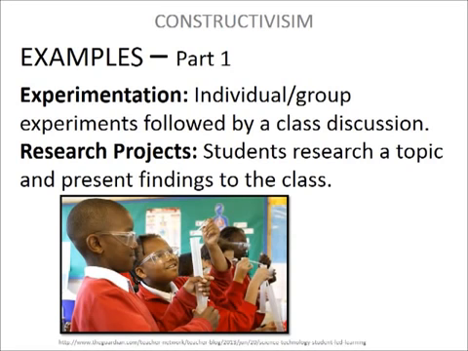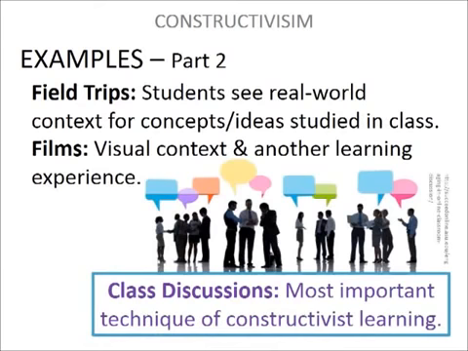Some examples of constructivism are in the fields of experimentation. If you have individual or group experiments followed by a class discussion, you are encouraging constructivism. Research projects are another example, where students research a topic and present their findings to the class. Third, field trips. Students get to see real-world context for concepts and ideas studied in class. Fourth, films will provide a visual context and another learning experience.